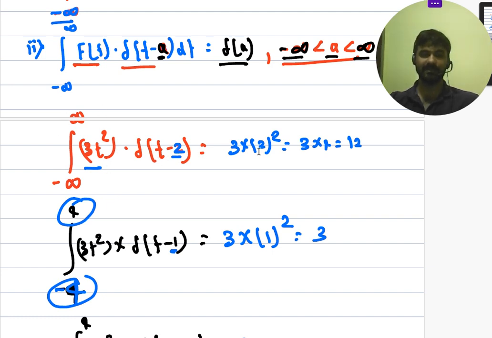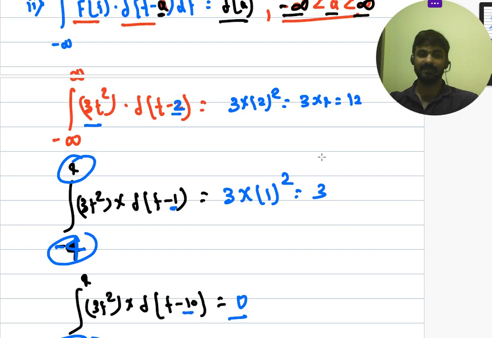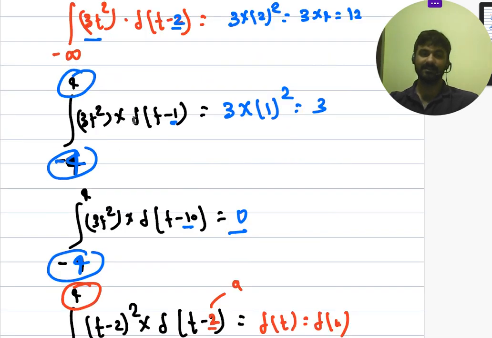So let's say, if you see this particular problem, the integral from minus infinity to infinity of 3t square into delta t minus 2, so here you can see that 2 lies between minus infinity and infinity and f(t) is 3t square. So directly you can substitute t equals 2 in this function, and you will get 12. Again you can calculate 3t square into delta t minus 1, so 1 lies between minus 4 and 4. So again you can directly calculate this.